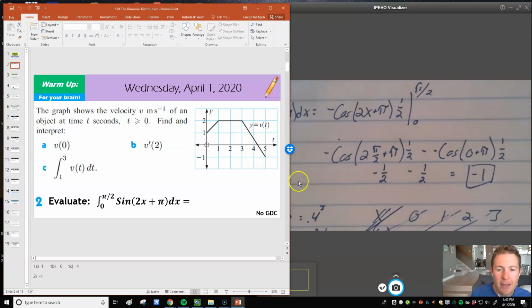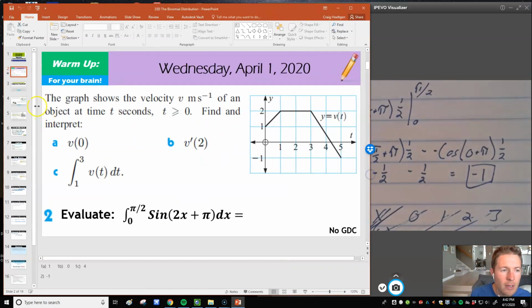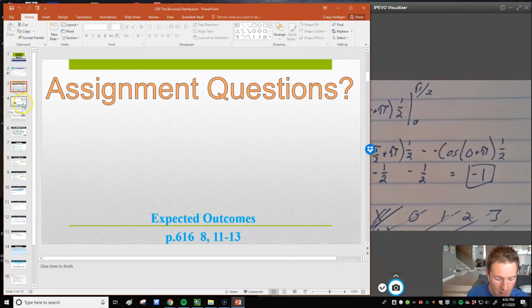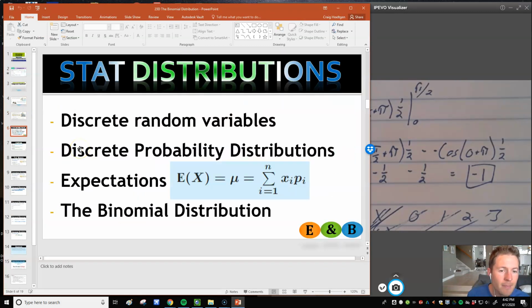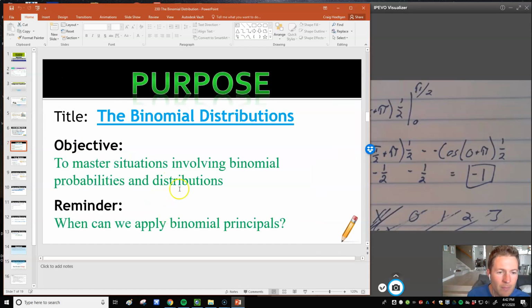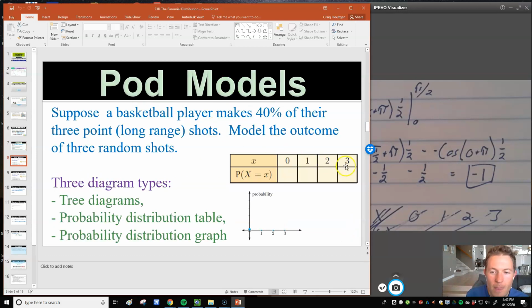All right, let's dive back into our content over here. Skip that, skip that, skip that. Binomial distribution. So the binomial distribution, we saw this a bit in the fall. We're going to do a little bit more with it here today. So had we been together, I would ask you guys to go to the boards and give this a shot. Here's what we're looking at. A basketball player makes 40% of their threes, which is a great shooting percentage for a game. Model the outcome of these 3 random shots.